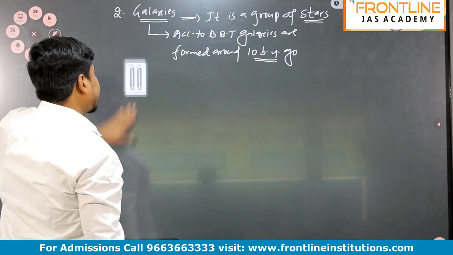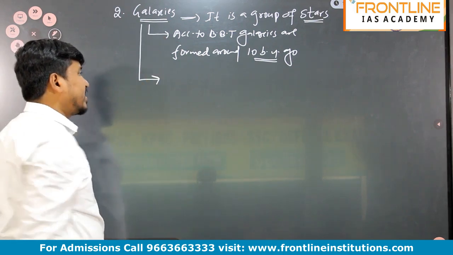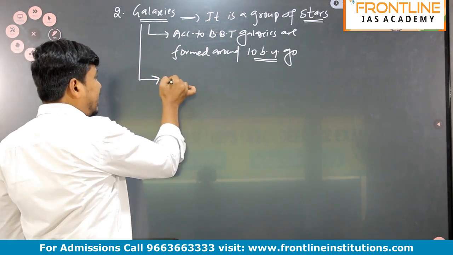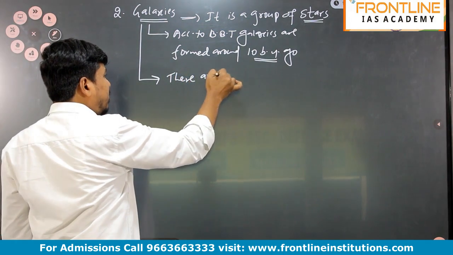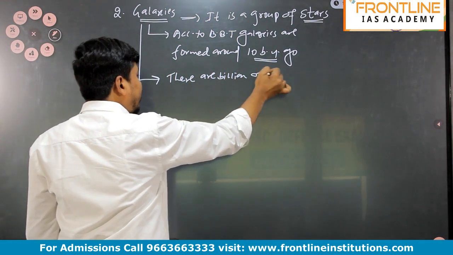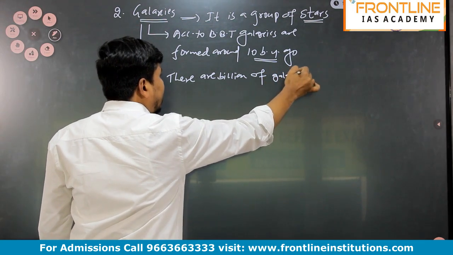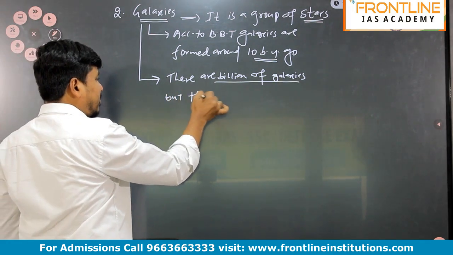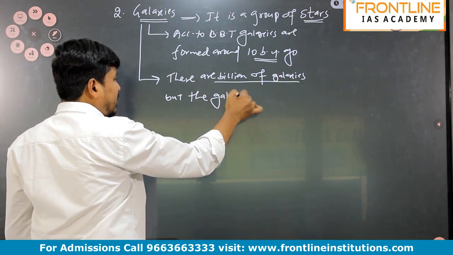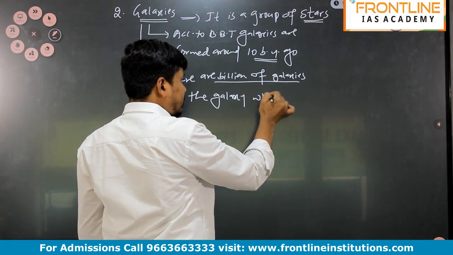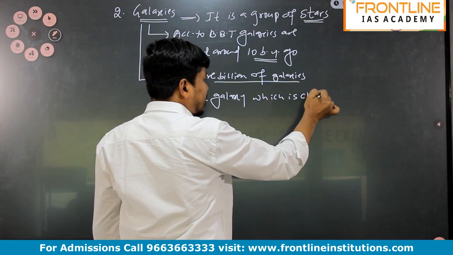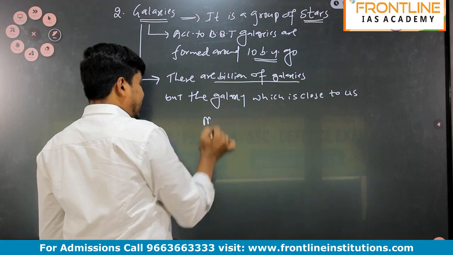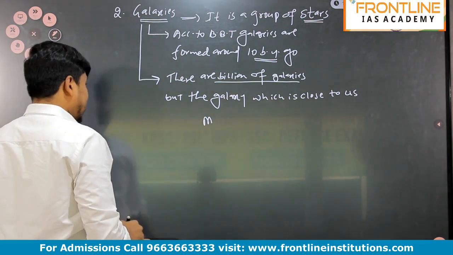One more point, there are many galaxies in the universe. If you get the question, how many galaxies are there? Answer: billions. There are an uncountable number of galaxies. There are billions of galaxies in the universe. But the galaxy which is close to us is known as the Milky Way galaxy.